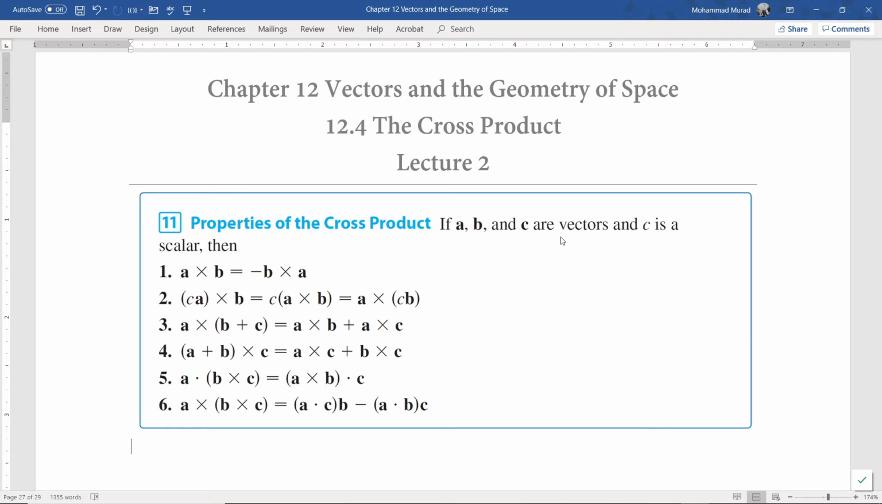Properties of the cross product. If A, B, and C are some vectors and c is a scalar, then the first property reads: A cross B is equal to negative B cross A.